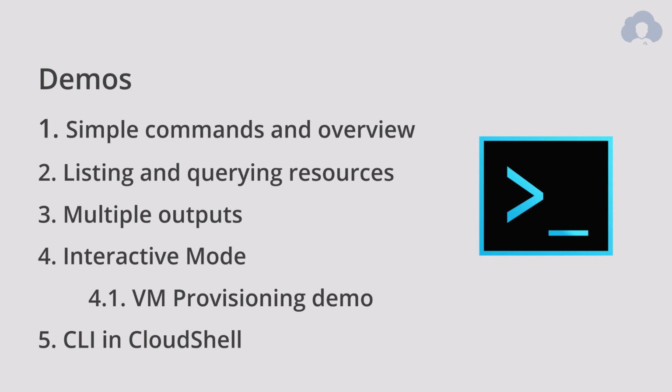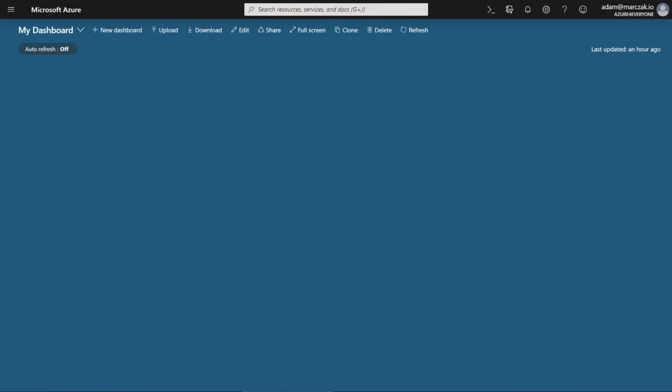I've prepared a couple of demos for you today. First of all, we're going to go through simple commands and an overview of how CLI works. Then we're going to be listing our resources, resource groups, and querying through those resources. Later, we're going to work with multiple outputs, and I'm going to show you interactive mode. With interactive mode, I will show you how easy it is to provision, for instance, a virtual machine. And lastly, we're going to close it off with using CLI in Cloud Shell. So let's jump right to it.